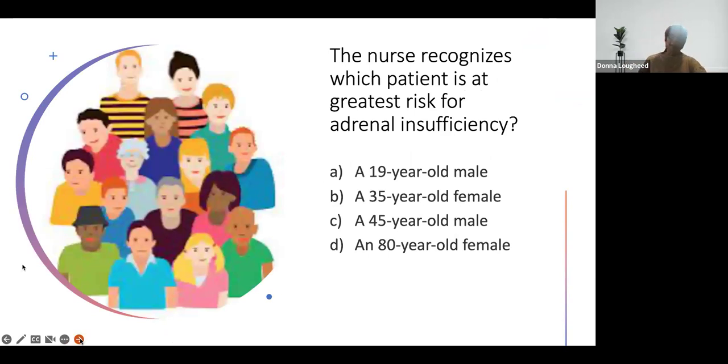So let's do a connection check here. The nurse recognizes which patient is at greatest risk for adrenal insufficiency. So let's look at A. First of all, is it the males? And I just said, no, it's females. So let's throw A out. We can throw C out too, right? So let's look at the two that have female in them. Is it a 35-year-old female or an 80-year-old female? And as I said, it's females between the ages of 30 and 50. So our answer would be B.